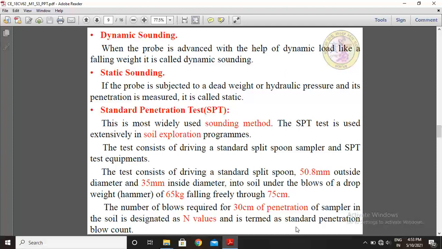What do you mean by dynamic sounding? When the probe is advanced with the help of dynamic load like a falling weight, it is called dynamic sounding. Static sounding: if the probe is subjected to a dead weight or hydraulic pressure and its penetration is measured, it is called static sounding.